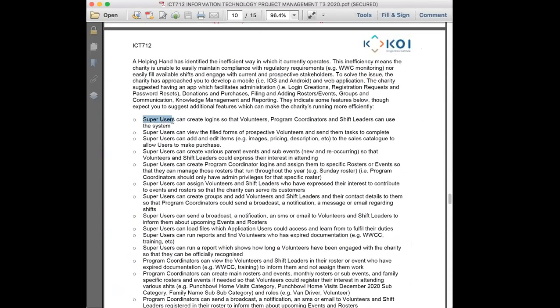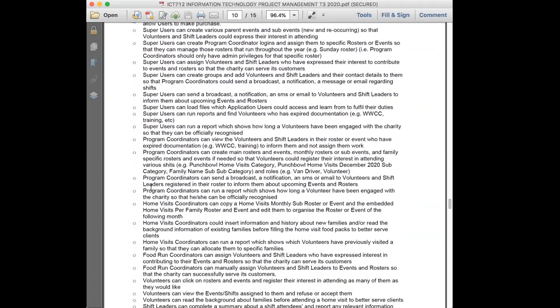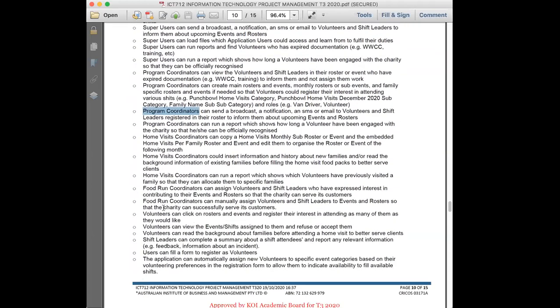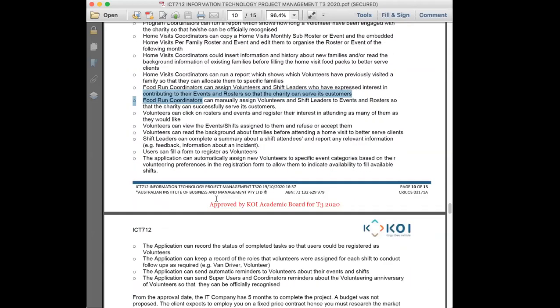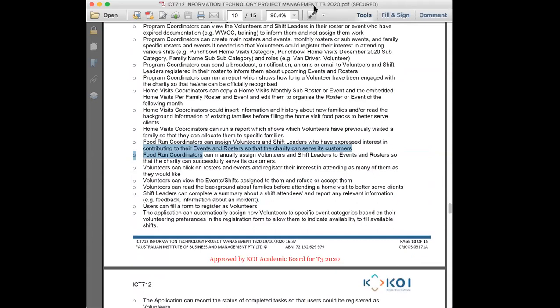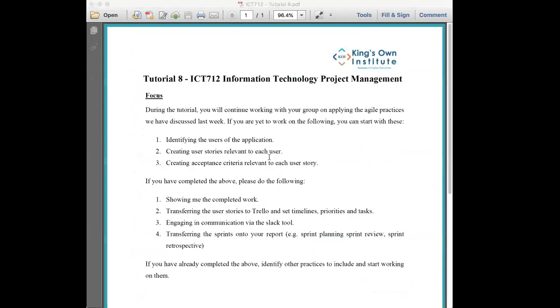some users, super users, volunteers, program coordinators, shift leaders. So when you read what is in here, you're going to be able to see a lot of the information that is written about the various roles that are available in terms of your work.